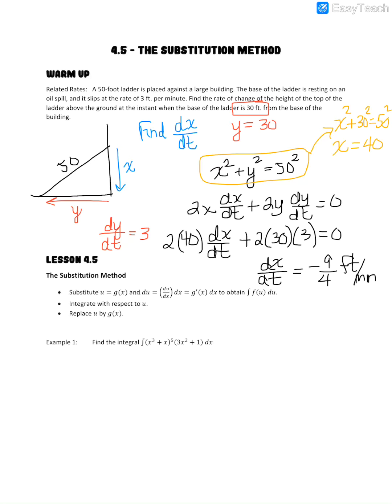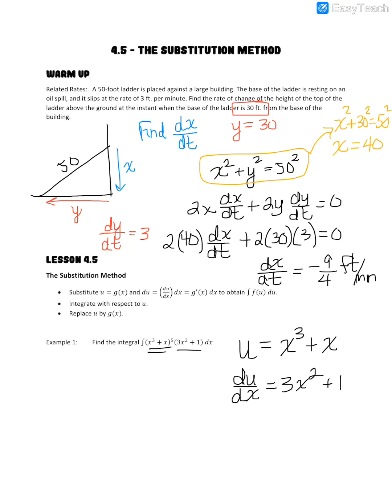So let's look at this first example. What we're going to do here is try to pick a u that when we take the derivative of it, that is also in the problem. So on this one, it looks like my u is going to be x cubed plus x. The reason why is because when I do du dx, the derivative of u with respect to x, I get 3x squared plus 1, and that is right there. So I have both pieces. That's perfect. This is classic u substitution.